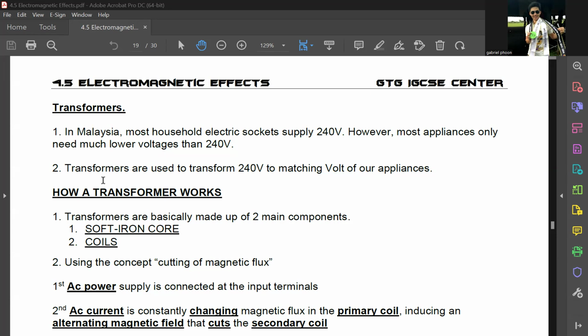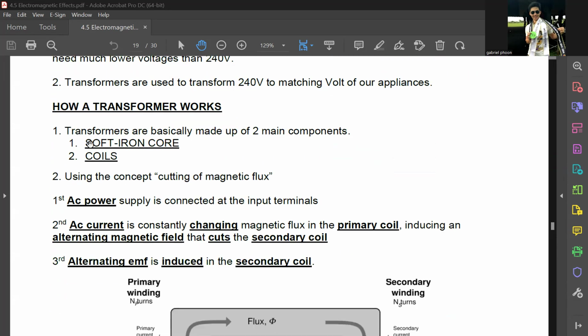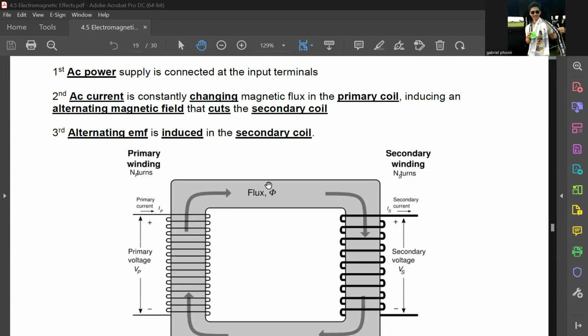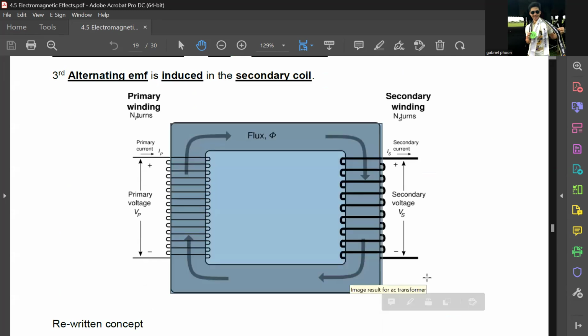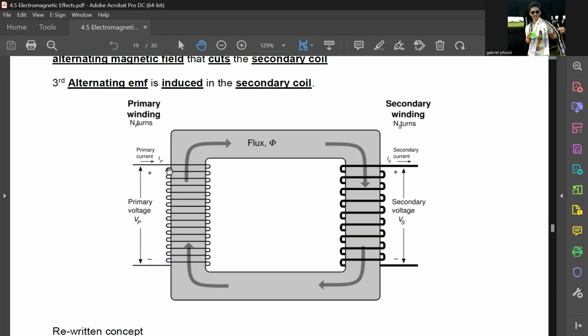A transformer has 2 main components, guys. Listen up. A transformer has a soft iron core, which is used to transfer the magnetic field, and the coils themselves. A typical simplified diagram of a transformer looks something like this here. This gray color thing here is basically the soft iron core. It must be made of iron and not steel. Why? Because iron is a soft metal. Because it's a soft metal, it allows the magnetic field to transfer in and out and dissipate faster. And then obviously, it will consist of coils. The coils will be separated into 2 parts, either the primary coil here or the secondary coil here.